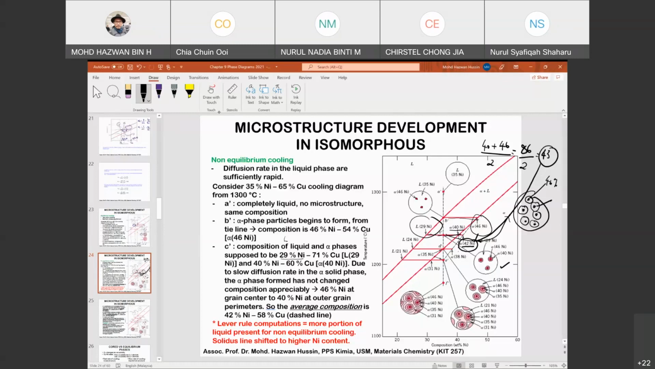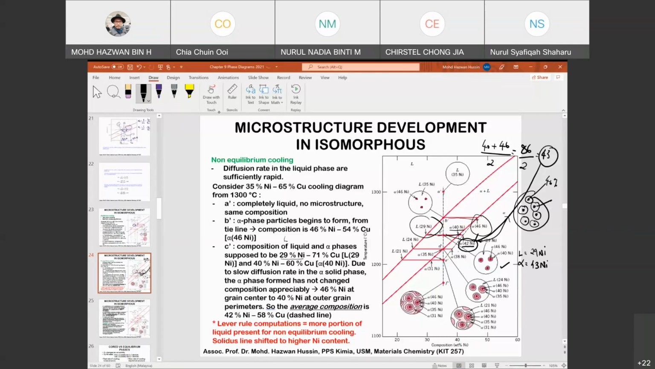But if I ask you what will be the composition, you should actually write the composition of liquid is equal to 29% of nickel, and alpha is equal to 43% of nickel. Okay, all right. And then how about point D?